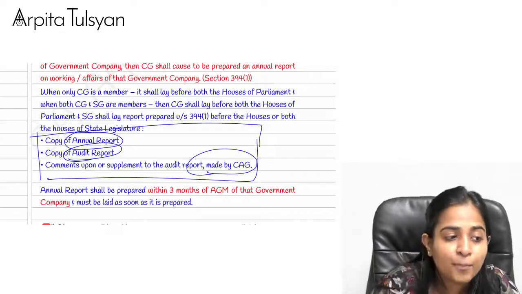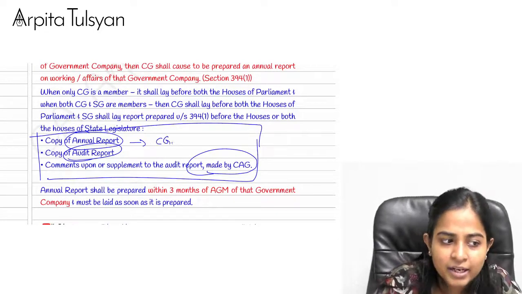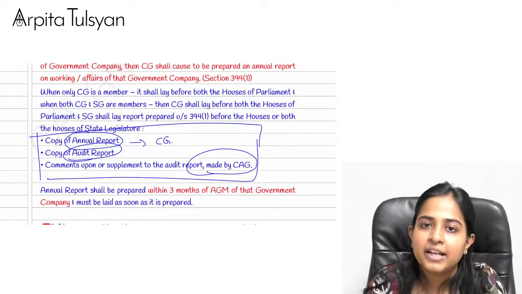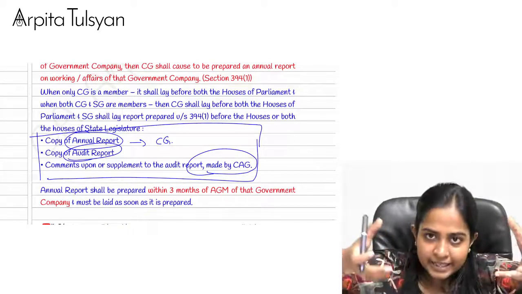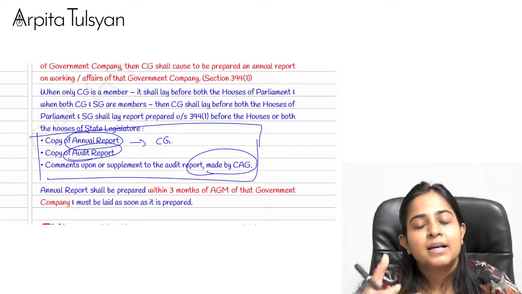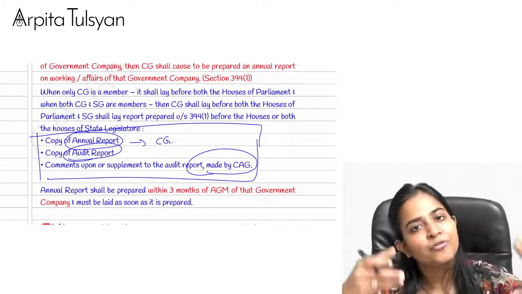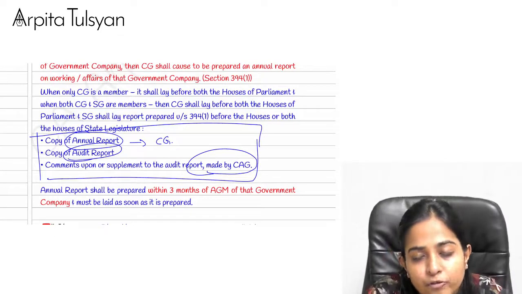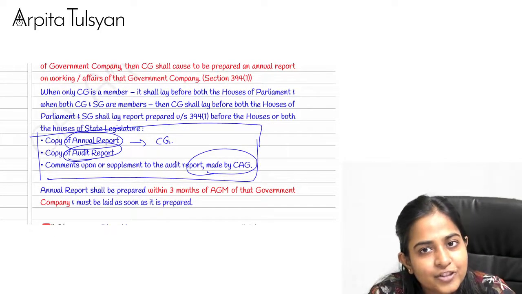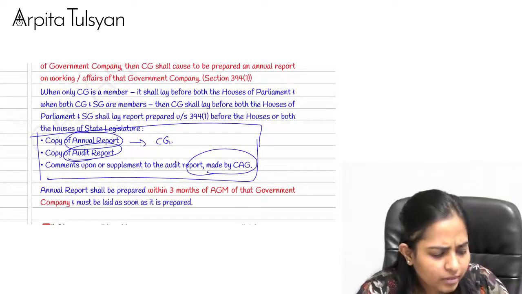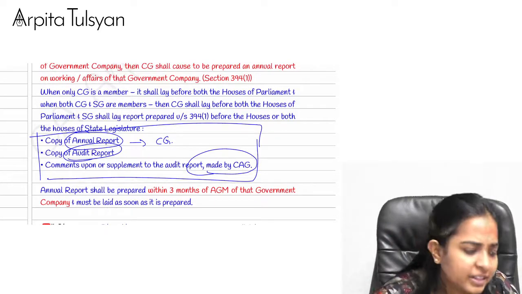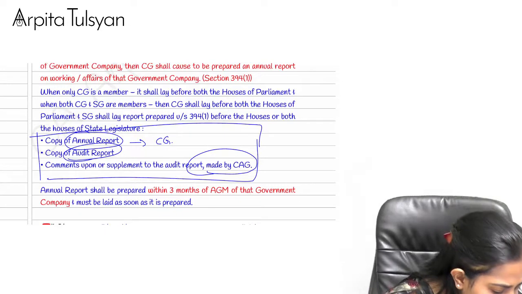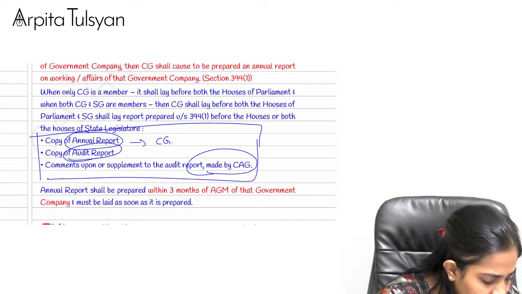See, annual report will be prepared here by the central government. So annual report copy, audit report copy, and the comments done by the central government. This becomes an entire set. This will be submitted by the central government before both the houses of parliament and by the state government before the houses of state legislature. I hope I am very, very clear with this, everyone. Yes, this much is simple, this much is clear.